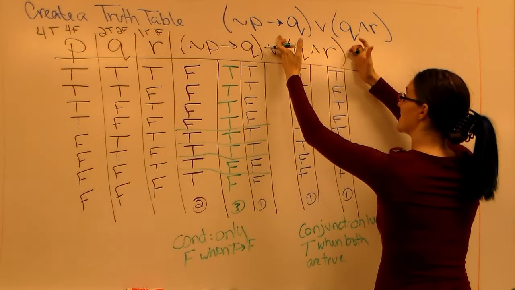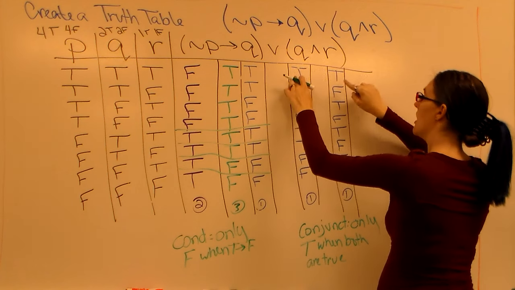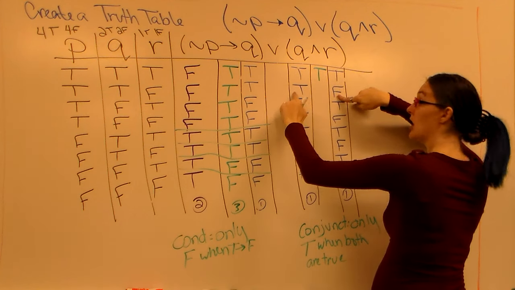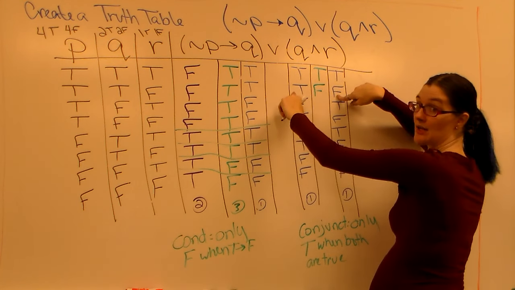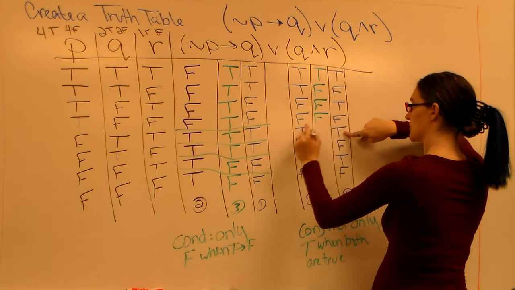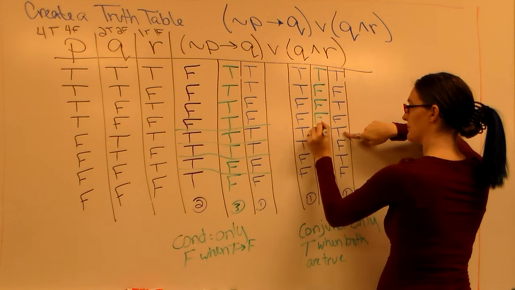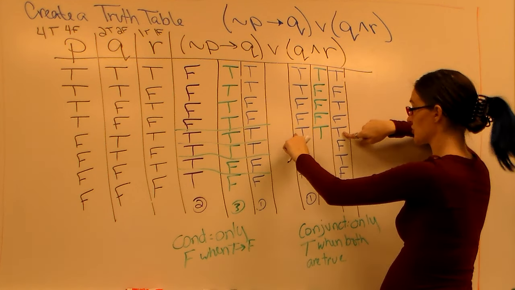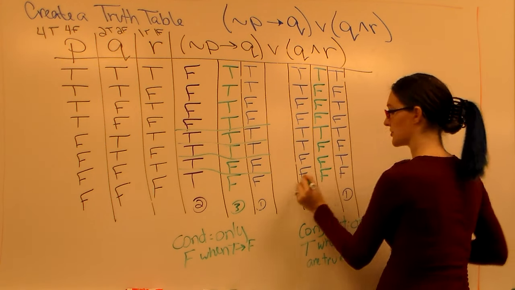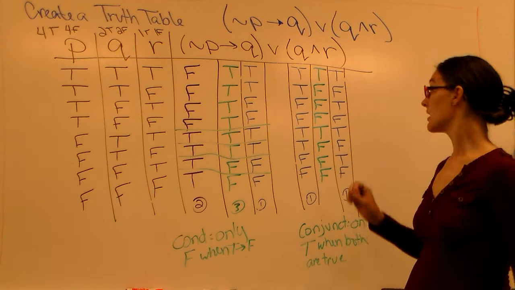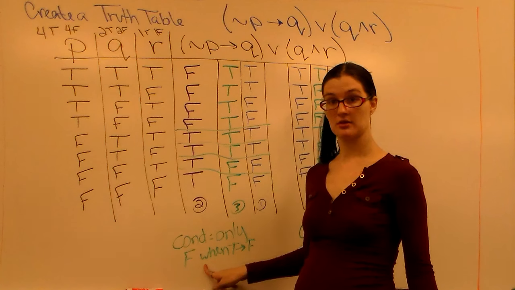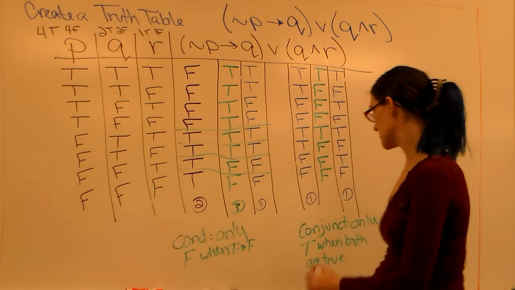So you're comparing inside the parentheses, left and right of the symbol. Only true when both are true. Both are true, so it will be true. Both aren't true, it's not true. Both are not true. Both are true. Only true when both are true. Both are not true. Conjunctions are only true when both are true. Conditionals are only false when it's true, false.